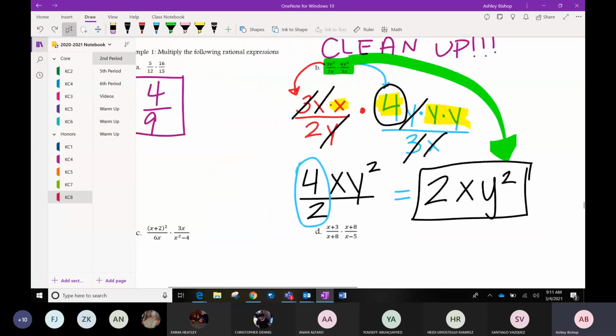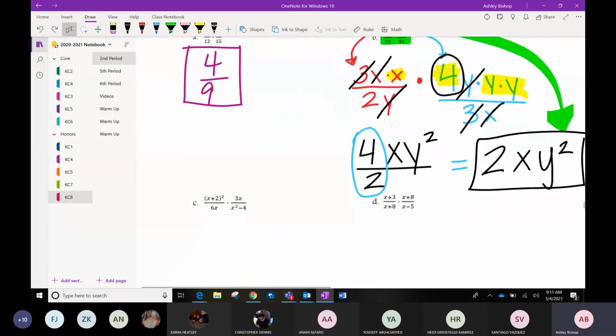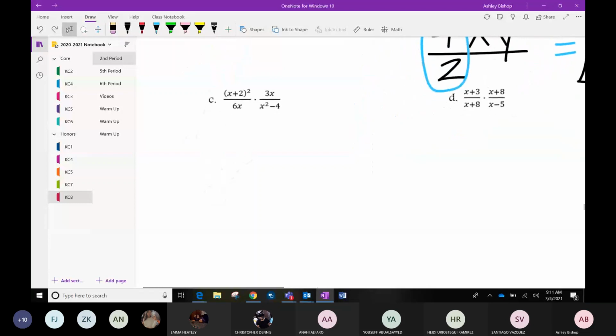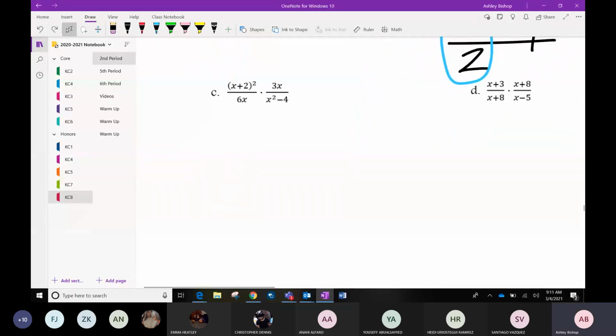All right, let's do a whole bunch more examples. Let's do it again. So now I'm in example C. Again, if you're taking notes for the first time and you don't have the packet, that's fine. I'm happy you're taking notes. Just find a piece of paper and write these problems down. They're not a lot of problems to write down. Alrighty, so I have this problem. Remember, I have two rational expressions being multiplied by each other.